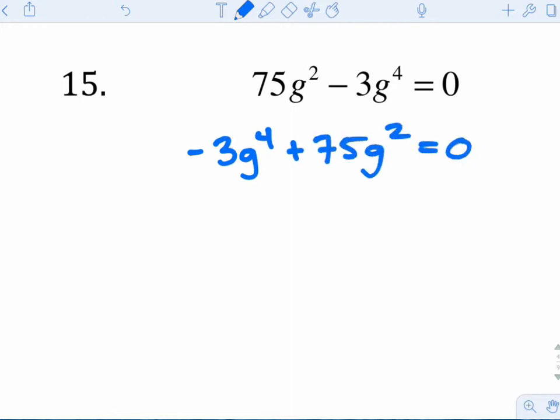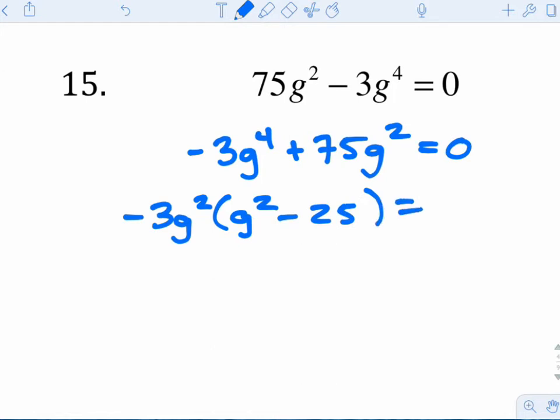Now let's look for common factors. I think there's a common factor of 3, or even better, let's factor out a negative 3 so that our leading coefficient will be positive, but also g squared. So let's factor out a negative 3g squared times the quantity of g squared minus 25. Inside of our parentheses, I see we've got a binomial, and I'm thinking, if it's a binomial, we're going to try and factor it as a difference of squares. Is this something squared minus something else squared? Absolutely. So it's going to factor very nicely as g plus 5 times the quantity of g minus 5.